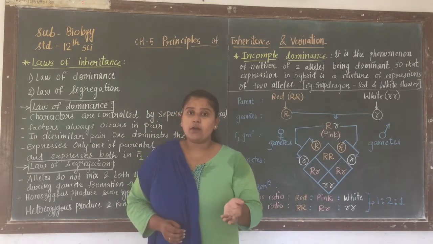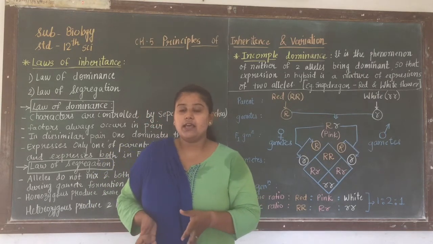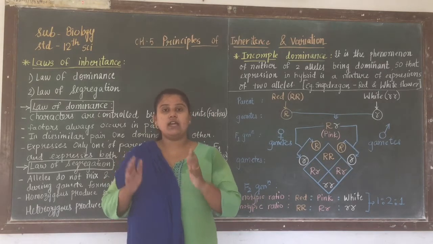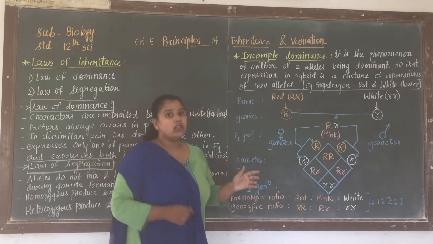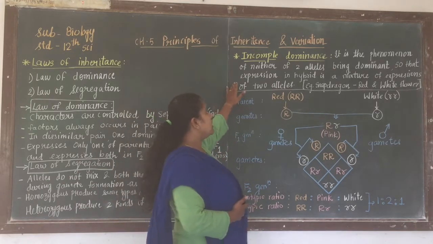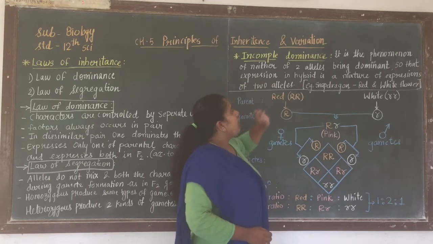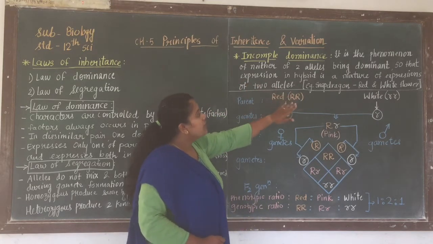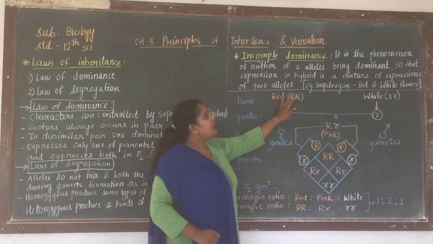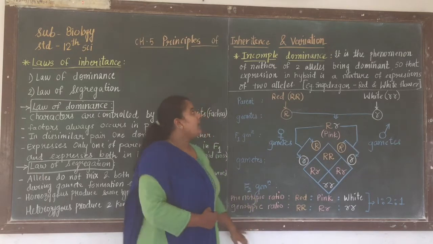Going to the next topic, that is incomplete dominance, right? Incomplete dominance means there will be dominance, but that dominance will be in an incomplete manner. So let's see the exact definition of incomplete dominance. Incomplete dominance is the phenomenon of neither of the two alleles being dominant, so that the expression in the hybrid is a mixture of the expressions of the two alleles. What happens here?